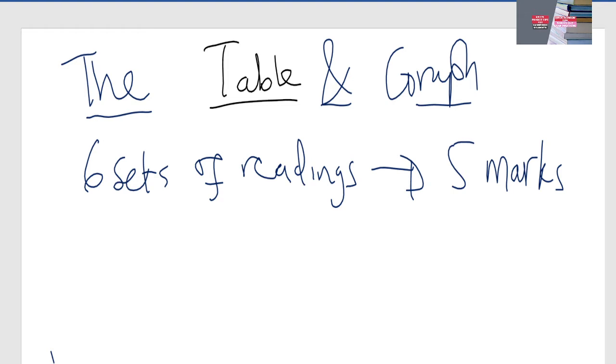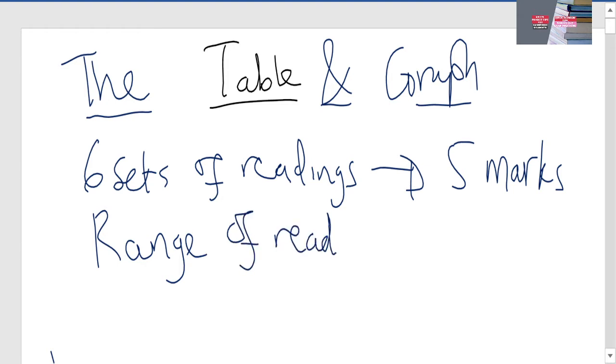Now, this mark also is deducted if your range is not good enough. So you should have a range. The range of your readings should span almost the whole set of the apparatus that you're supposed to be using. For example, if you are measuring along a length of a meter rule, that is, you're moving a pivot underneath the meter rule, you should make sure that you use 80% or more of that meter rule.